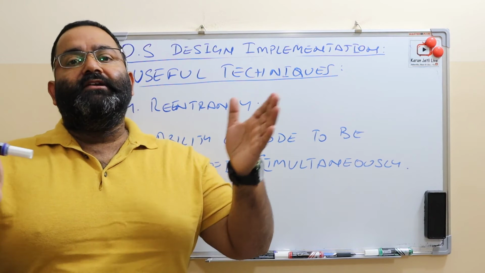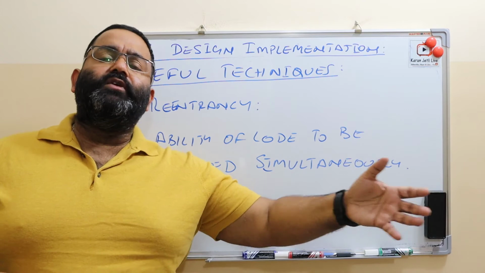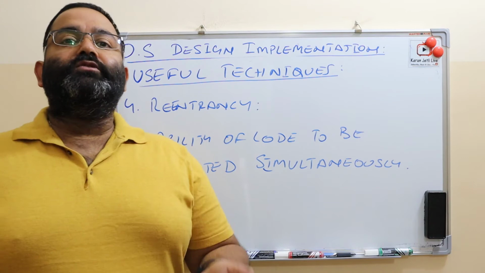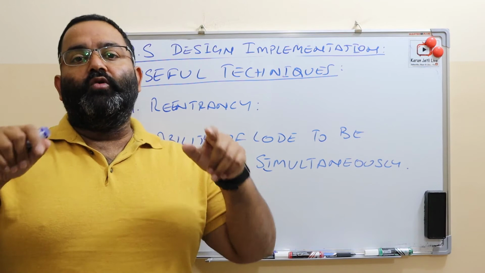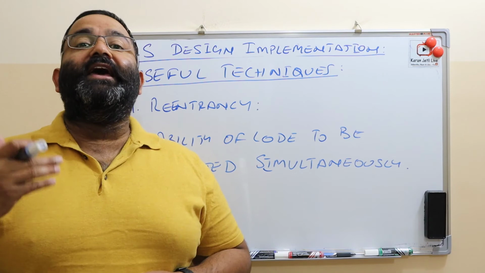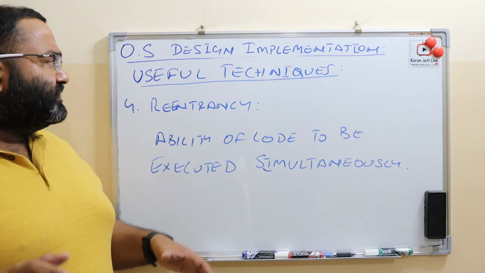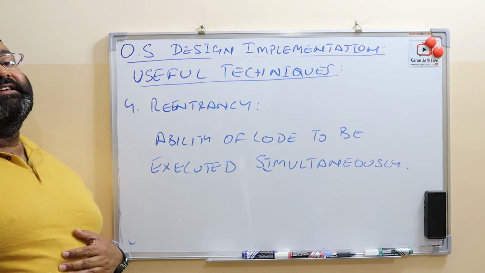Then what will it do? It will lead to inconsistency of data. With reentrancy comes one more thing, which we call mutual exclusion. When the code is reentrant, we have to make sure the critical sections of that code are mutually exclusive so that our data is not in an inconsistent state. All these things are covered in this technique, which we call reentrancy.